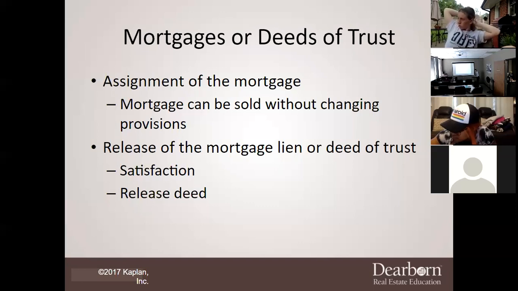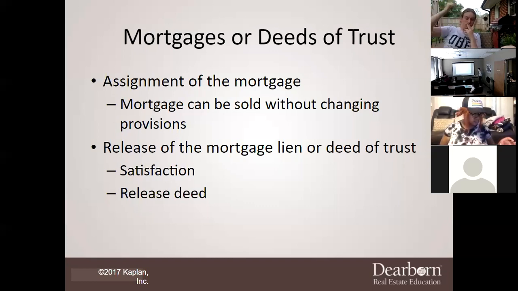I think we'll talk more about novation in a bit. I was saying that the bank would sell your mortgage to another bank. That's what I meant with the trustee and the beneficiary. A release of a mortgage lien or deed of trust is going to be by satisfaction, which means you paid off your loan, so you're going to get a release of deed and you will get title. Easy to understand: just release the lien after it's paid.